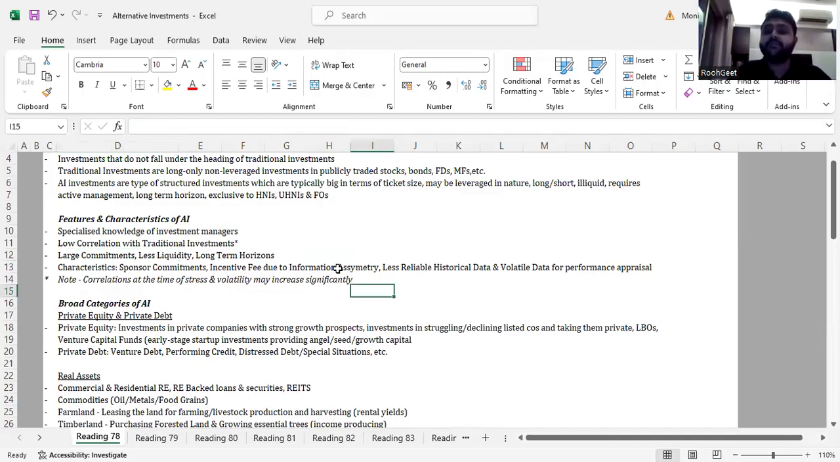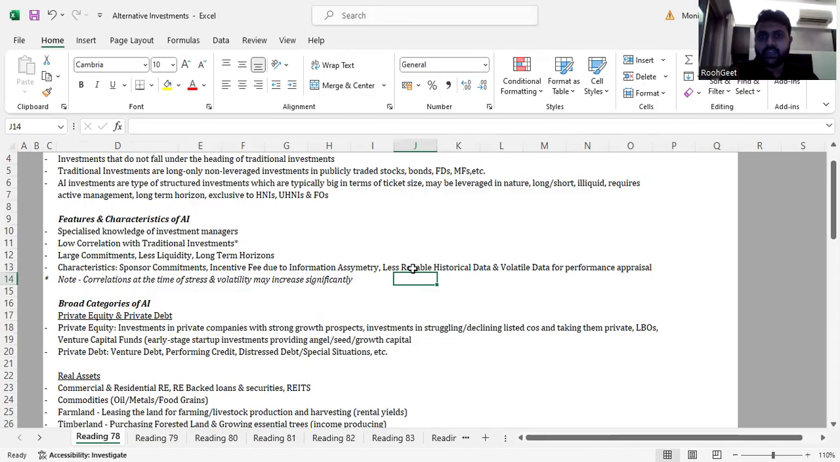Information asymmetry. Definitely, these kinds of investments carry a lot of information asymmetry, which means that in such private investments, there is a lot of detailing, a lot of insider information which you have, which the market won't have. So more information, more risk, more return also comes, right? Less reliable historical data and volatile data for performance appraisal.